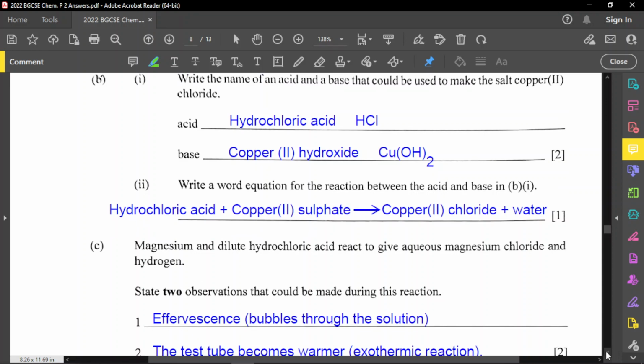All right, for part 2, it said write a word equation for the reaction between the acid and the base in B1. And so hydrochloric acid plus copper 2 sulfate will give you copper 2 chloride plus water. And that's a neutralization reaction.